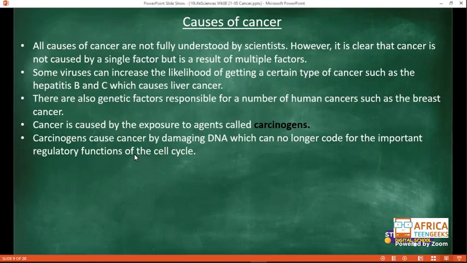So they cause cancer by damaging the DNA, which can no longer code for the important regulatory functions of the cell. So they disturb these mechanisms or signals. That is why I mentioned X-rays. So give me examples of carcinogens. I hope you guys have your textbooks open so you can read from them. Refer to them and give me examples of carcinogens.